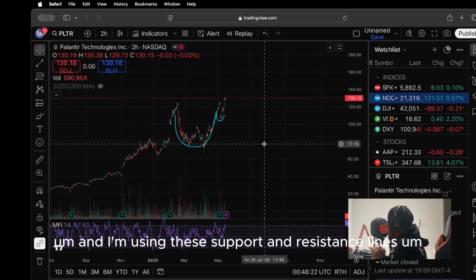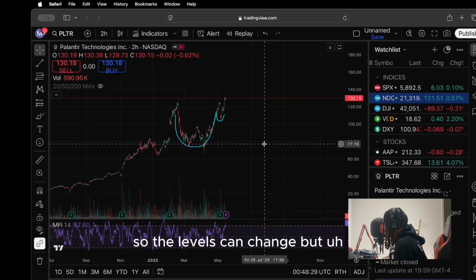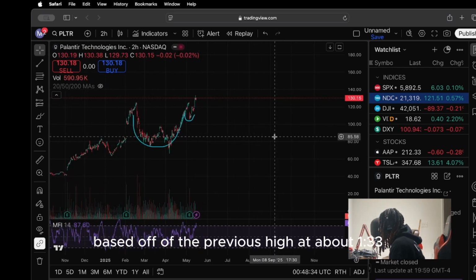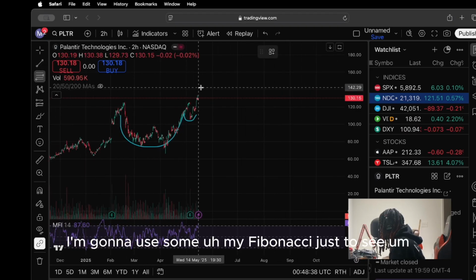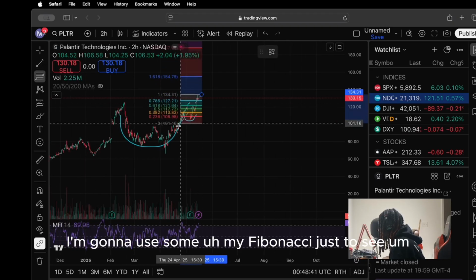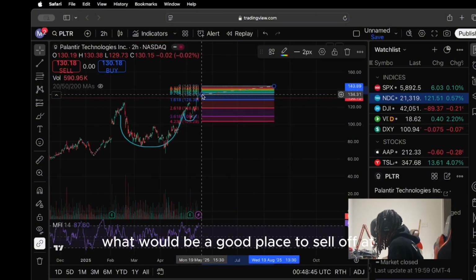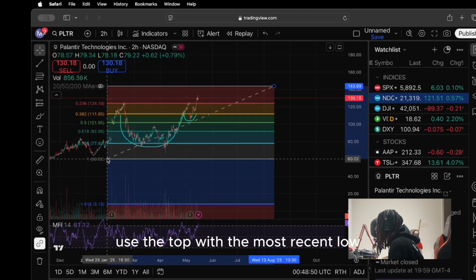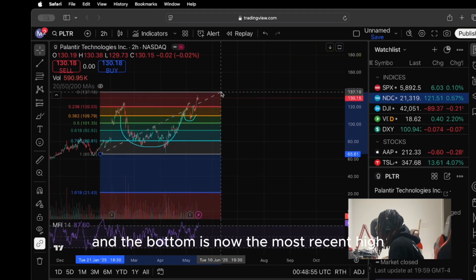And I'm using these support and resistance lines. It may make new highs this week, so the levels can change. But based off of the previous high at about 133, I'm gonna use my Fibonacci just to see what would be a good place to sell off at. So remember, basically inverting it. Use the top with the most recent low, and the bottom is now the most recent high.